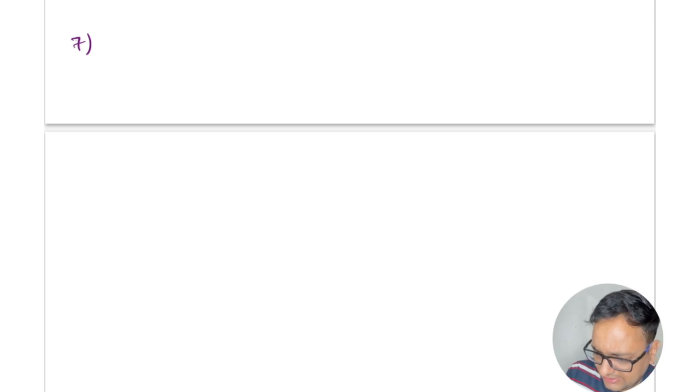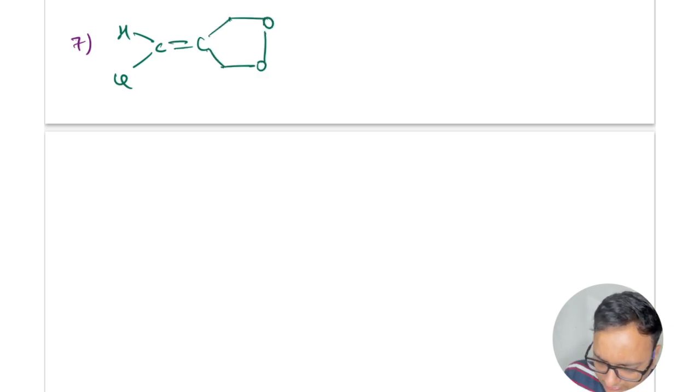So this is our seventh question. In the seventh question, we have hydrogen, carbon, chlorine, double bond C, and this. Will it show geometrical isomer? No, it will not show, because 1, 2 and 1 dash and 2 dash, they both are the same. When they both are the same, it will not show geometrical isomer, because A and B are similar, or we can say C and D are similar, so it will not show geometrical isomer.